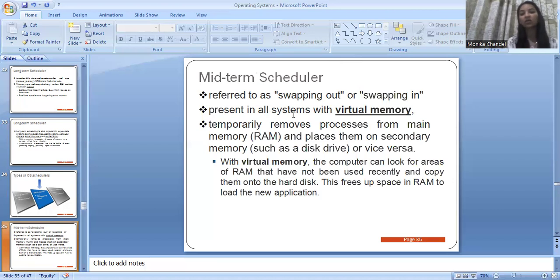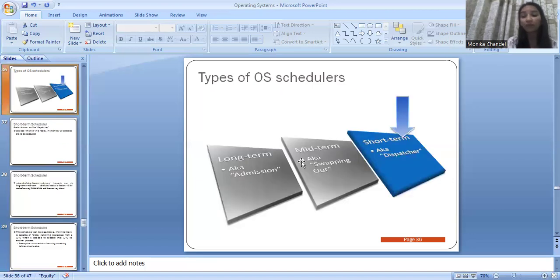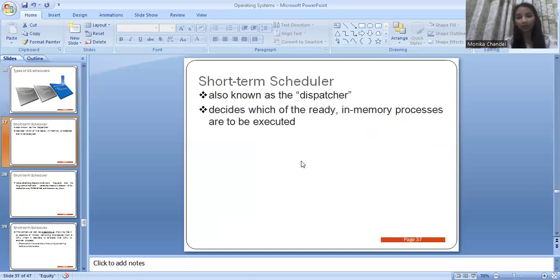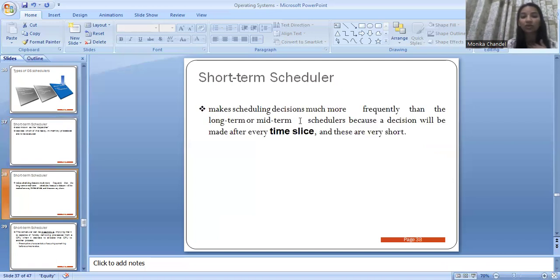The mid-term scheduler is present in all systems with virtual memory. It temporarily removes processes. We have two types of memory in our computer system, RAM and ROM. So jobs after execution will be stored in the virtual memory, or temporary memory, or a permanent memory. And the next one is the short-term scheduler. It is also known as the dispatcher. It decides which of the ready-in-memory processes are to be executed. Which job is ready to execute is decided by the short-term scheduler.